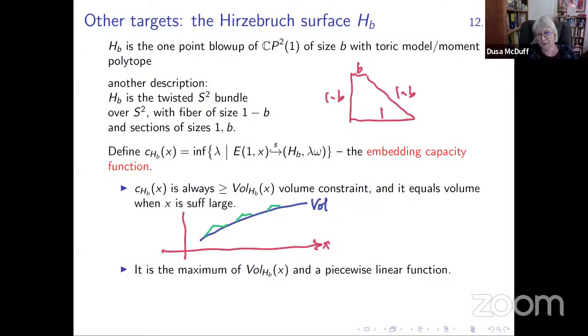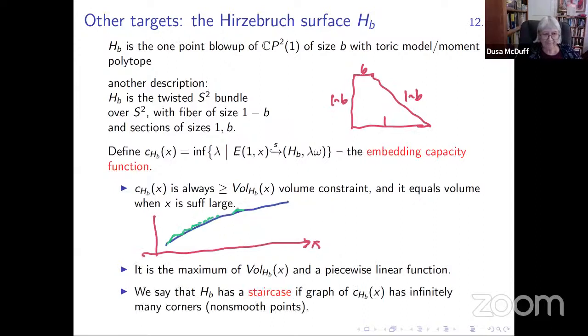And there are always a finite number or infinite number of obstructions. And so you can prove it's a maximum of the volume curve and a piecewise linear function. But with this piecewise linear function, there may be infinitely many obstructions. And we say that there's a staircase if there are infinitely many obstructions. So, typically there's just a finite number of awkward classes that give you obstructions, but sometimes there's infinitely many. So it's a sort of resonance phenomenon. When are there infinitely many? So that's what we were looking at, which b would give you an infinite staircase.